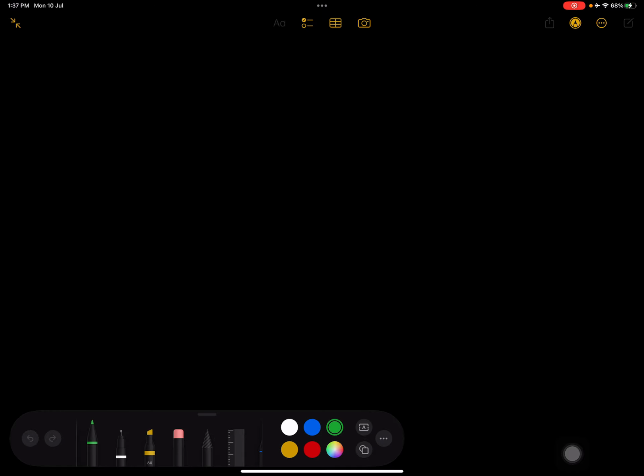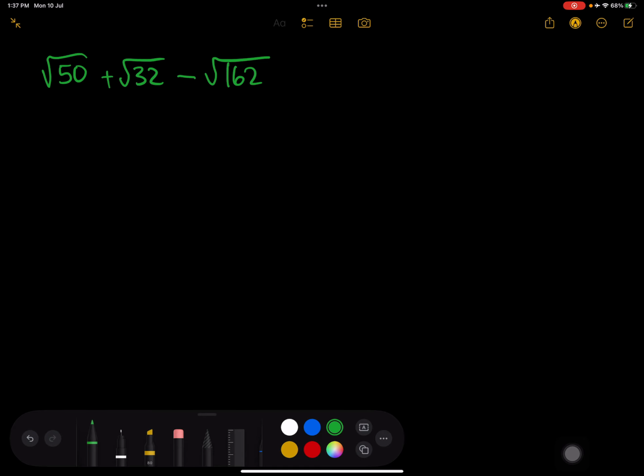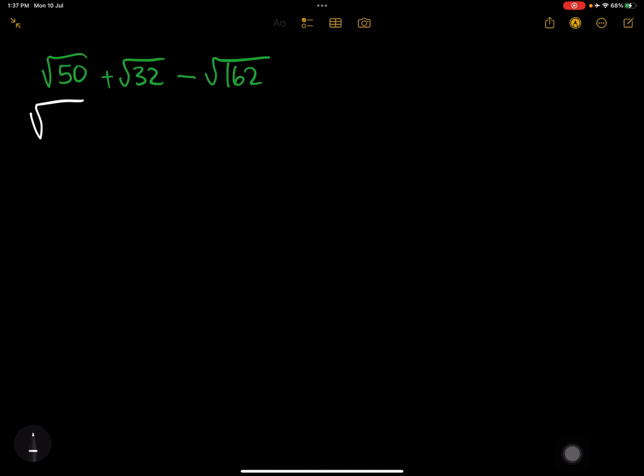So based on that, let's quickly look at a problem. Let's say you're being told to simplify the square root of 50 plus the square root of 32 minus the square root of 162. What do we do? Always pick one of them at a time. And this 50, you can start with 2 and say 2.